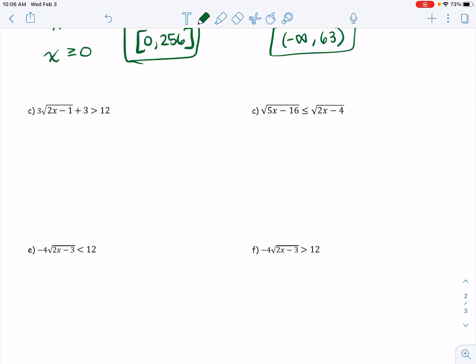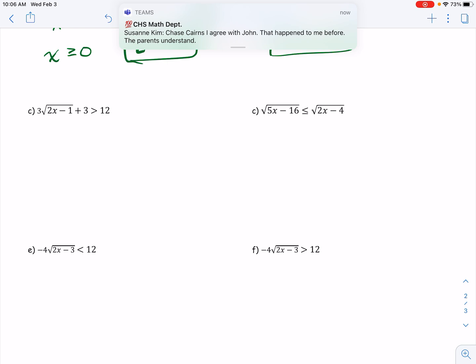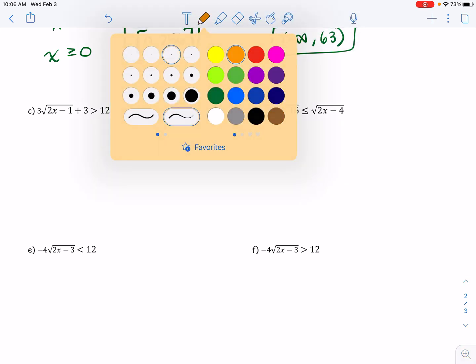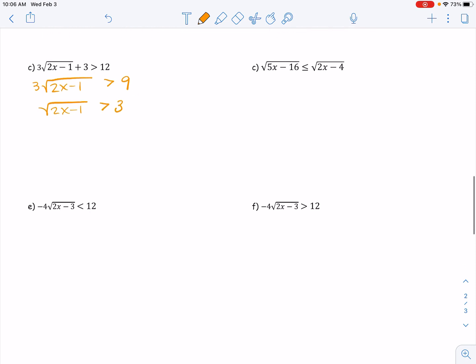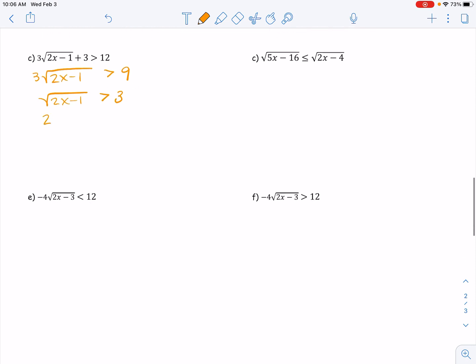All right. Isolate that square root so we can get to the x. So subtract the 3 first, then divide the 3. So 3 square root of 2x minus 1 greater than 9. Divide by 3. Square root of 2x minus 1 is greater than 3. Because I didn't divide by negative, so my sign doesn't change. Square both sides. Add the 1. Divide by 2.